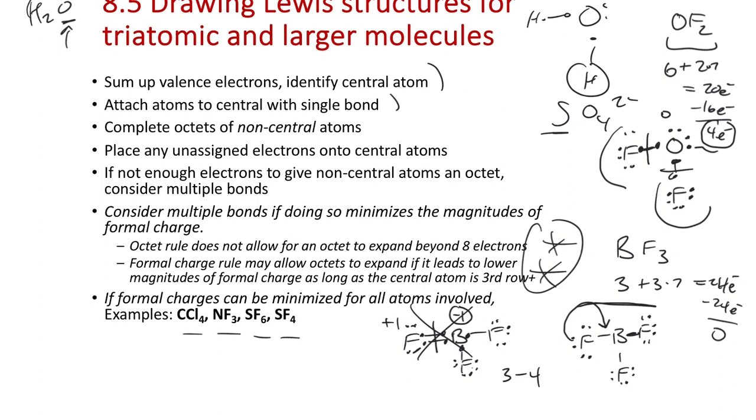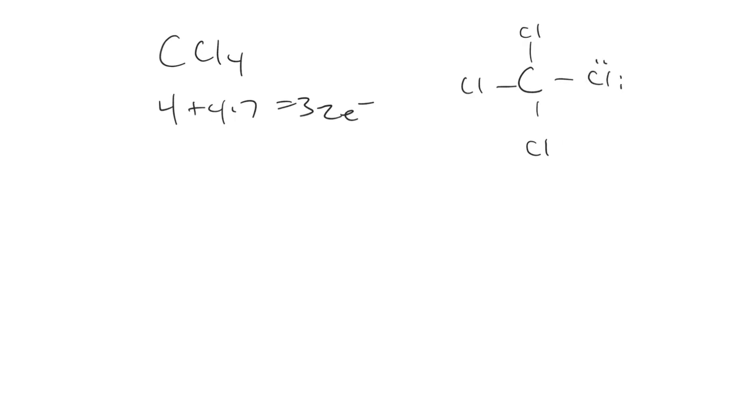So let's do this on the next slide, or a blank slide. So CCl4. Carbon's count would be 4, and 4 times 7 for the chlorine, so that's 32 electrons. For our Lewis structure here, we're going to have the 4 chlorines single bonded, give the chlorines their octet. And then that's our 32 electrons. That's 8 each. And so that's our Lewis structure.